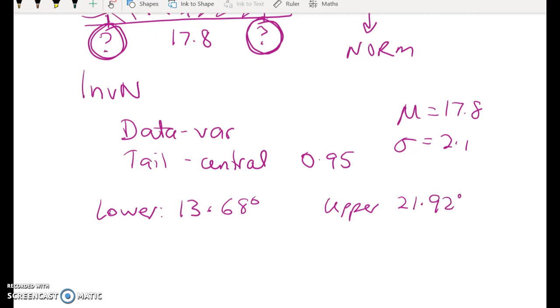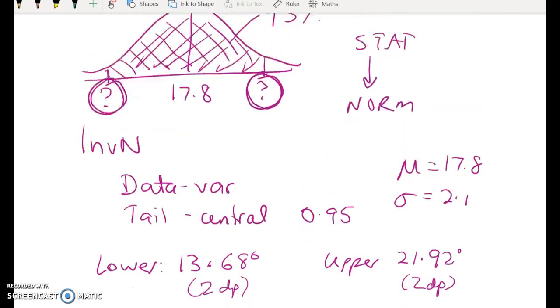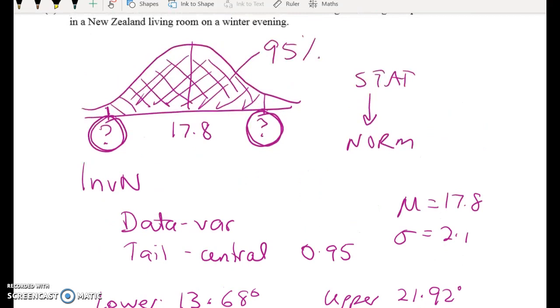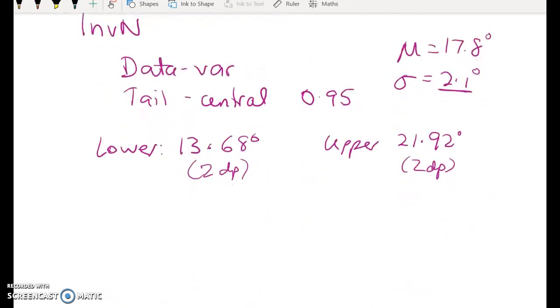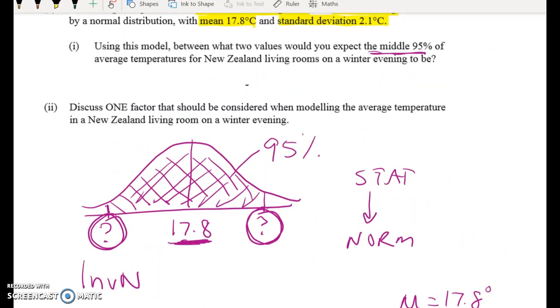21.92 degrees. Now I haven't rounded to 1 dp because I might use these numbers later on, so I'll just put in brackets what I've done, 2 dp. One is fine as well. I wouldn't go any less than that. If you are getting hung up on rounding, what I'm thinking about is that these numbers were given to me with 1 decimal place, so usually I'll go to 1 more degree of accuracy than that. Okay, so that's the first question done, and that's an achieved tick, amazingly.